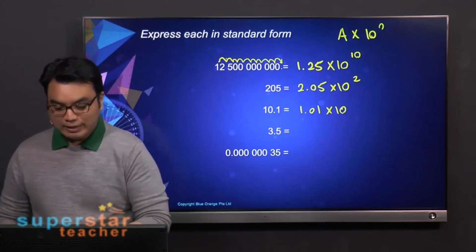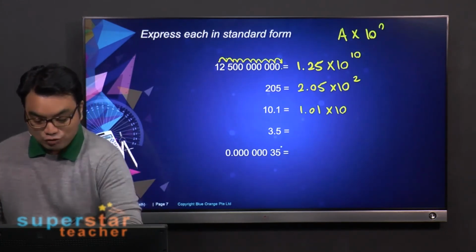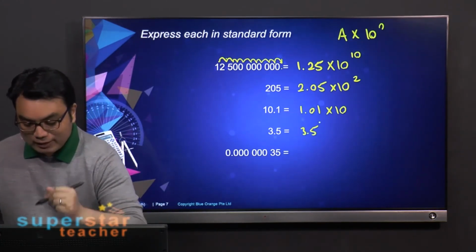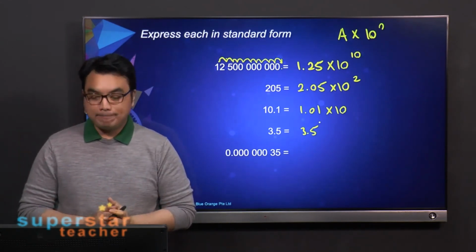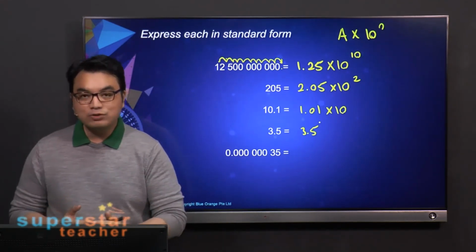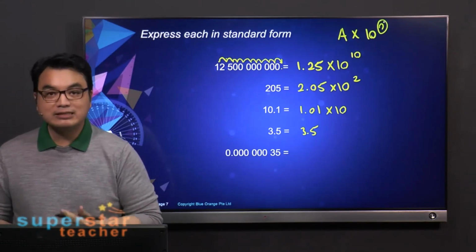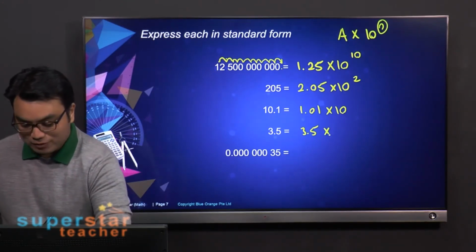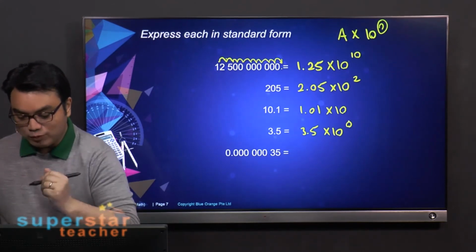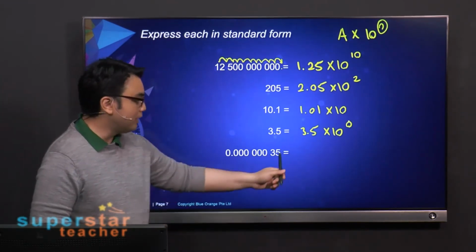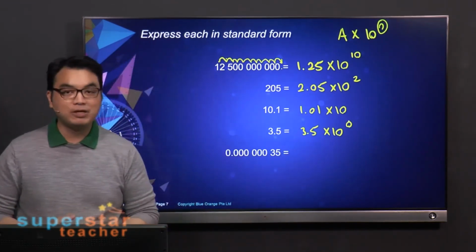And what about this one, 3.5? Now 3.5 is within the range of A. But since I want it to be in standard form, what should this n be? Yes, it must be 0. So n can be 0 as well, and therefore we'll write it as 3.5 times 10 to the power of 0.